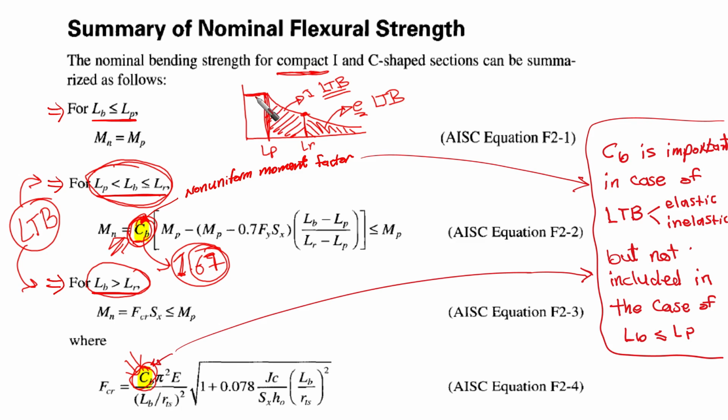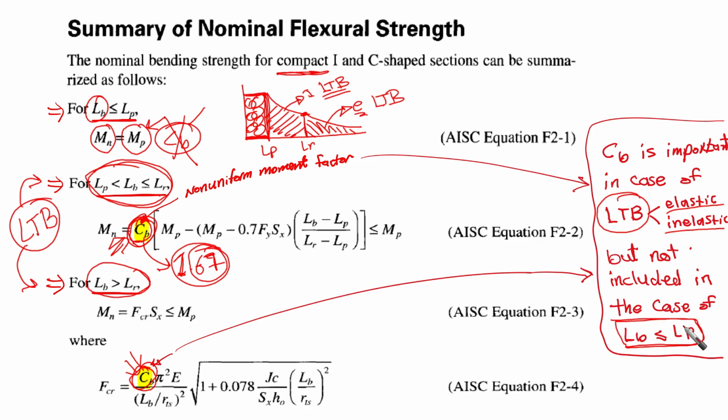But for the case where we are dealing with the plastic moment, where there are no lateral torsional buckling issues, where LB is less than LP, the nominal flexure strength is going to equal what? The plastic moment. So actually CB has nothing to do here. It has no role here. And this is what I put in this note: CB is important in the case of lateral torsional buckling, whether elastic or inelastic, but not included in the case of LB less than or equal to LP.